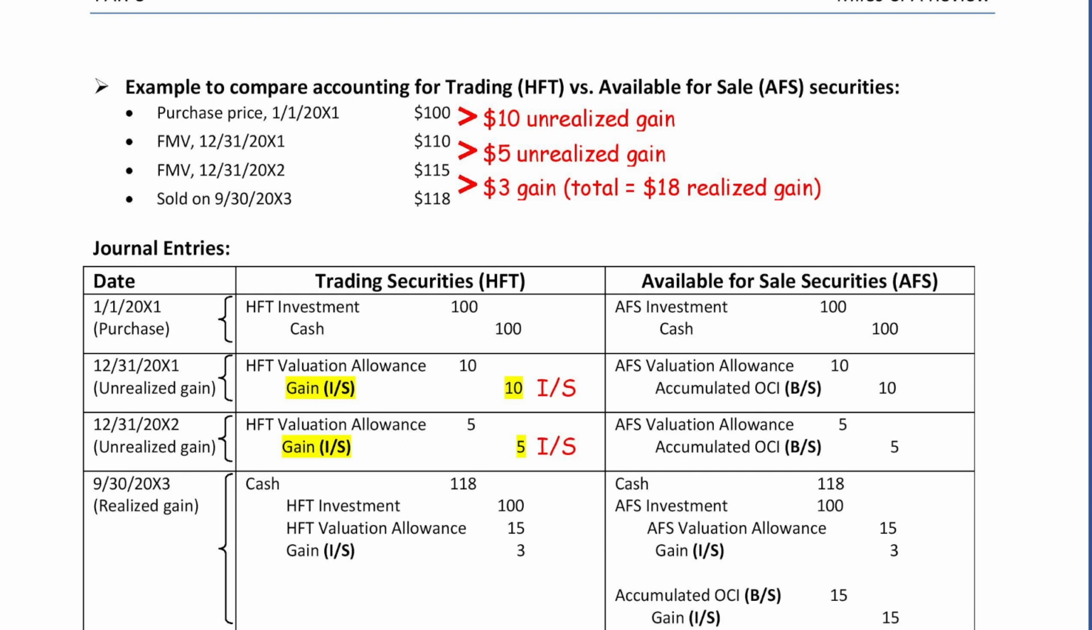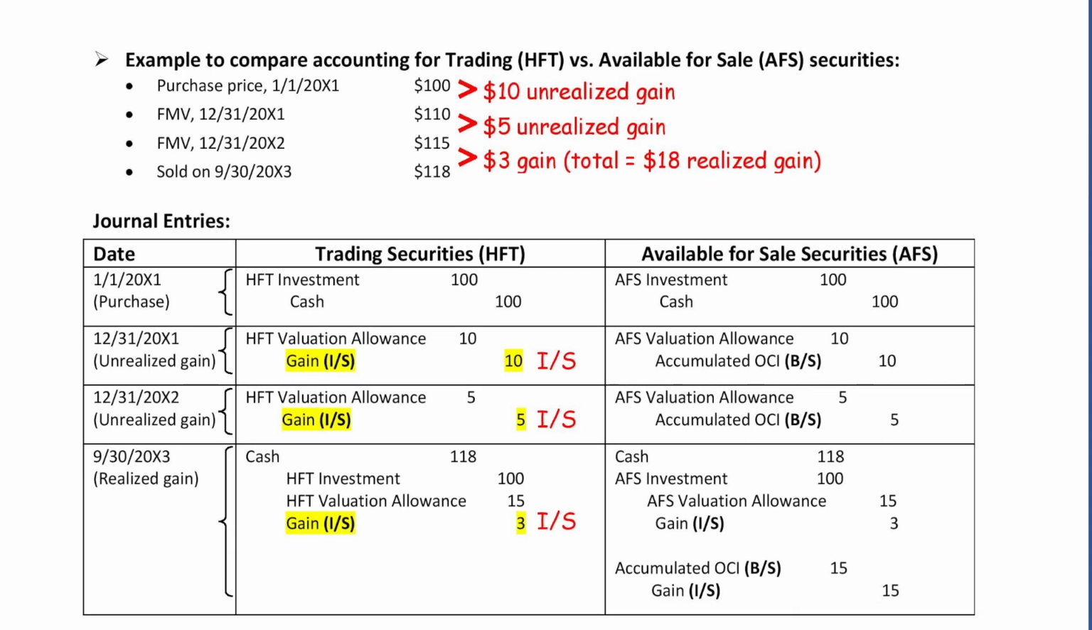In year 3, when the debt security is sold, cash is debited. The investment goes off from the balance sheet, and there is an additional gain of $3, and this again goes into the income statement, I/S.